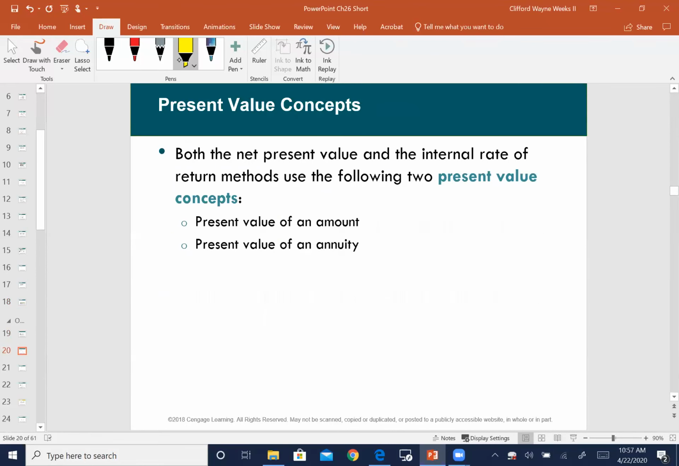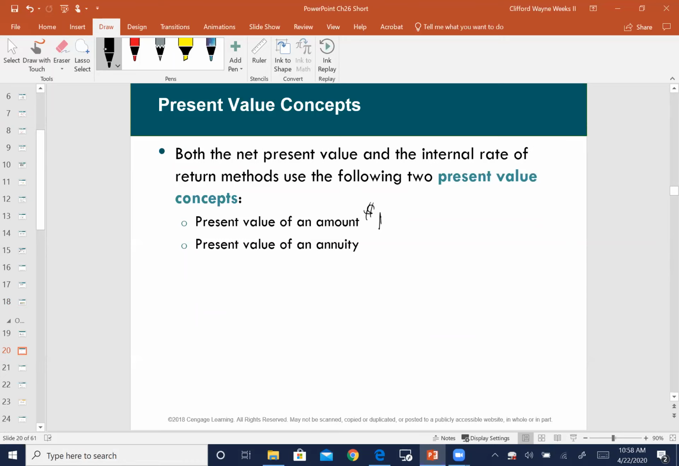And so there are two concepts that you need to understand. There's the present value of an amount, or of $1, and then there's the present value of an annuity.